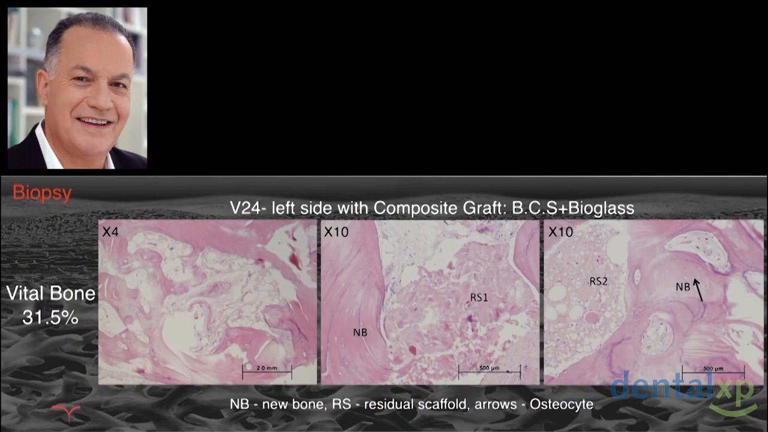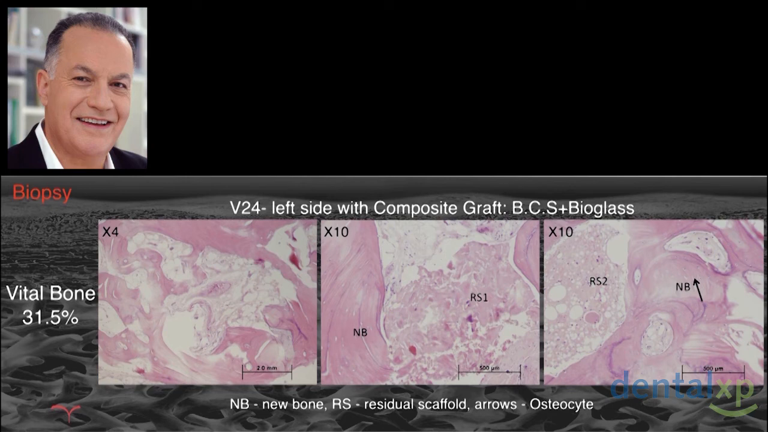And on the left side, what do we have? We have a little bit less. We have just 31% of vital bone formation. But as you can see, we have new bone formation. You have osteocyte, but we see the residual scaffold. And my explanation, this is just my explanation, is that the scaffold has taken the place of the vital bone.